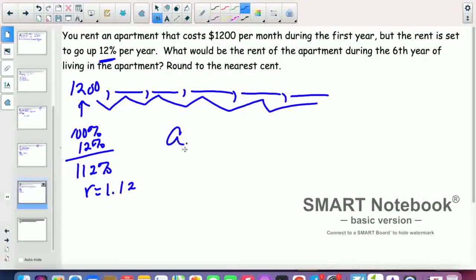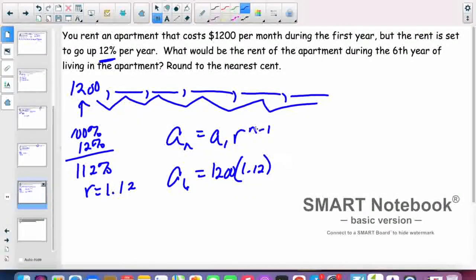I'm going to use the formula this time. A sub n equals A sub 1 times R to the n minus 1. I will round to the nearest penny. A sub n, I'm looking for the 6th year. So this is the 1st, 2nd, 3rd, 4th, 5th, 6th year. So I'm looking for A sub 6. We know A sub 1 is 1,200. We know that R is 1.12, 112% as a decimal. N is 6, so 6 minus 1 is 5.